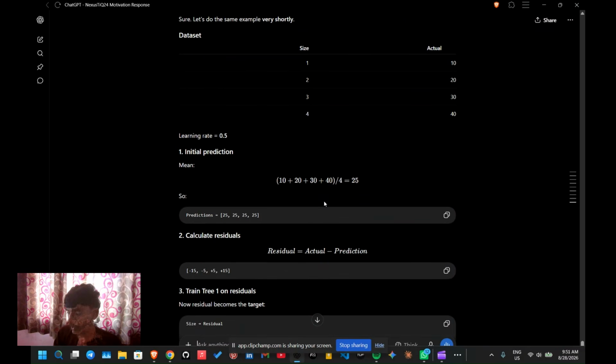Okay, so what we are doing is gradient boosting. Gradient boosting is made up of two words: gradient and boosting. Why gradient? Because the gradient tells us which direction would result in maximum loss, so we move against it. Okay, so the first thing is clear.